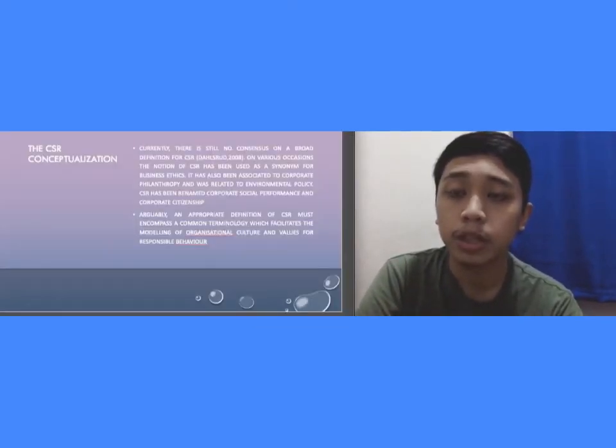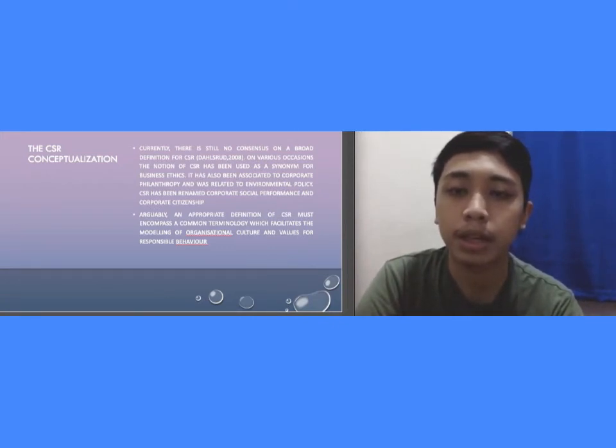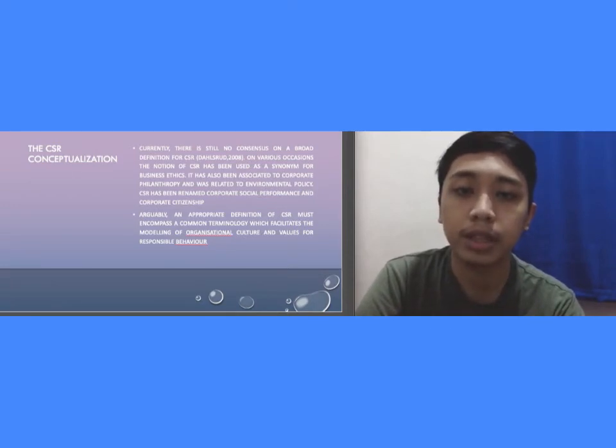The CSR conceptualization. First, currently there is still no consensus on a broad definition for CSR. On various occasions, a notion of CSR has been used as a synonym for business ethics. It has also been associated with corporate philanthropy and was related to environmental policy. CSR has been renamed corporate social performance and corporate citizenship. Arguably, an appropriate definition of CSR must encompass a common terminology which facilitates the modeling of organizational culture and values for responsible behavior.